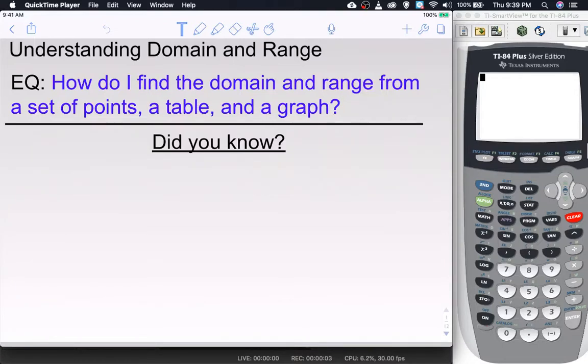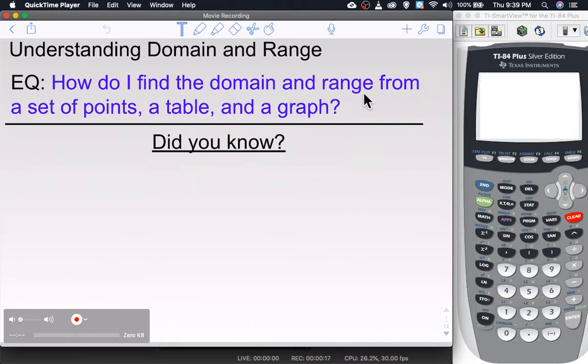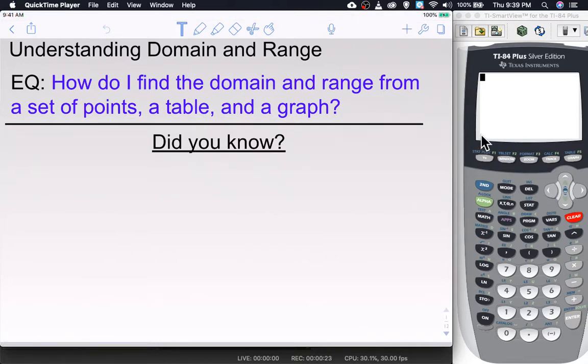Hello, and welcome to this lesson on understanding domain and range. This lesson is specifically about the domain and the range of functions, identifying them. You can see here, how do I find the domain and range from a set of points, from a table, and a graph. So that's really what this lesson is about. It's focusing on just that one piece of a function that we haven't really talked about yet.